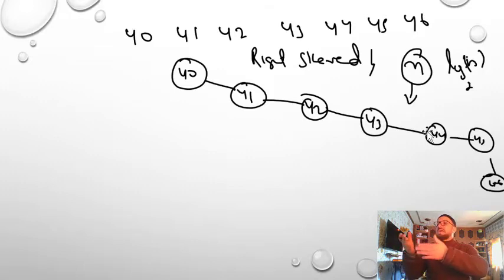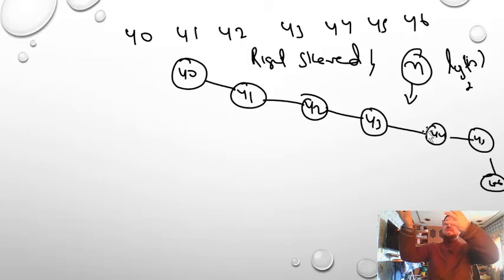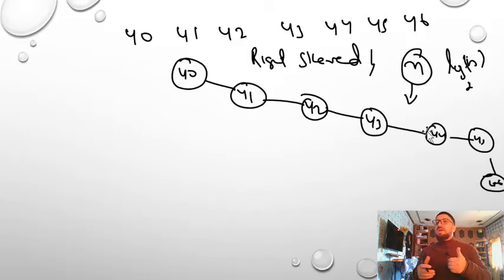Same will happen in the worst case if the elements come all lesser than the root. So they will all go to the left, left, left, left, left. Right? So then we say, hey, bro, stop. We've got to do something more.